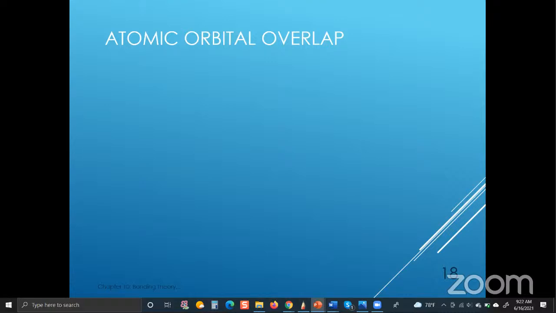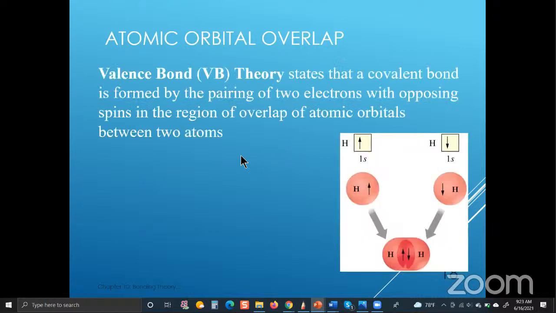Now, what we're going to look at is a greater examination of how bonds are formed in molecules, right? We're looking at covalent bonds specifically. And basically, this is explained by the valence bond theory, which states that whenever you have a covalent bond that is formed, it's formed by the pairing of 2 electrons that are spinning in opposite directions in the region of overlap of the orbitals.